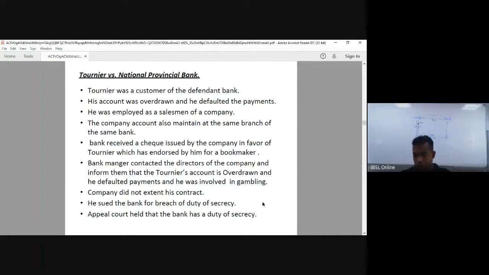This Tonia worked on a contract basis. So what happened at the end of the contract period? The company terminated his service. His employment was terminated because of the information provided by the bank manager. So thereafter, Mr. Tonia lost the job, and afterwards he got to know that he lost the job because the bank manager gave his information to the directors of the company.